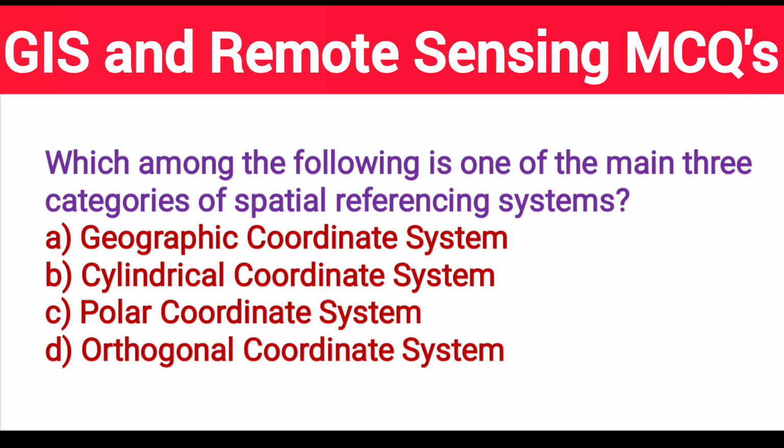Next question, which among the following is one of the main 3 categories of spatial referencing system? Option A, geographic coordinate system. Option B, cylindrical coordinate system. Option C, polar coordinate system. Option D, orthogonal coordinate system. So the correct answer is option A, geographic coordinate system.